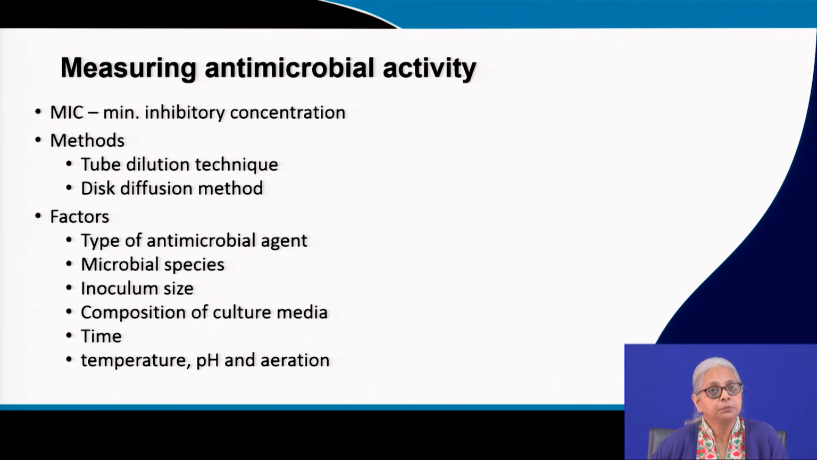So we have minimum inhibitory concentration that we need to find out. So whenever we are using a particular antimicrobial agent, we want to find out what is the minimum inhibitory concentration essential for achieving our objective. There are two methods of doing it. One is tube dilution and the second is disc diffusion method.